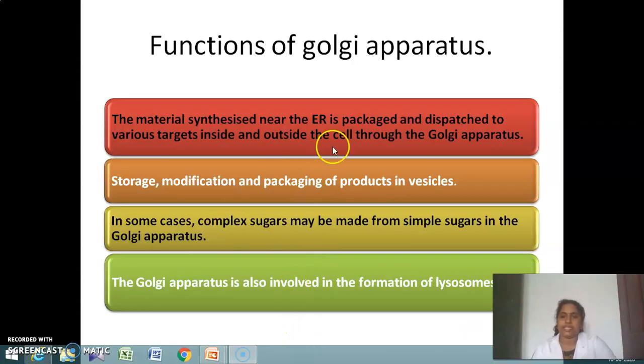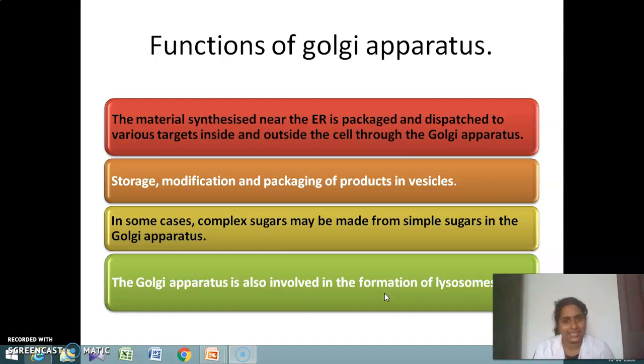So we discussed the same diagram now. And the functions. The material synthesized near endoplasmic reticulum is packed and dispatched, don't forget to write these two terms, to various targets inside and outside the cell through the Golgi apparatus. Storage, modification, packing of products in vesicles, and complex sugar may be made from simple sugar in the Golgi apparatus. The Golgi apparatus is also involved in the formation of lysosomes. Lysosomes, another cell organelle, the suicidal bag of the cell. We will discuss the structure and function of lysosome in the next class.